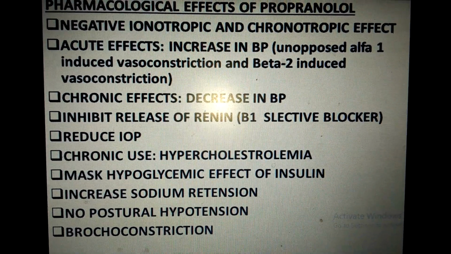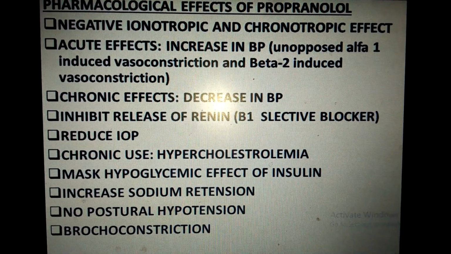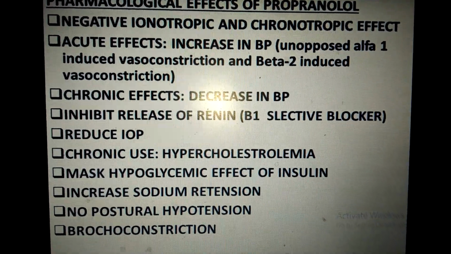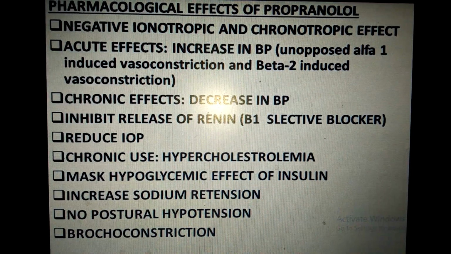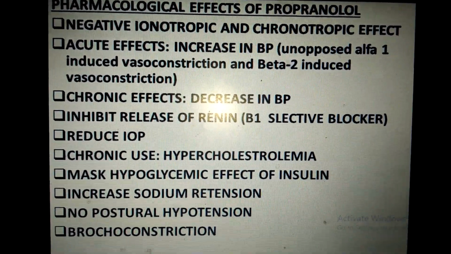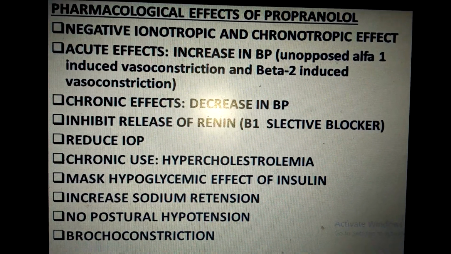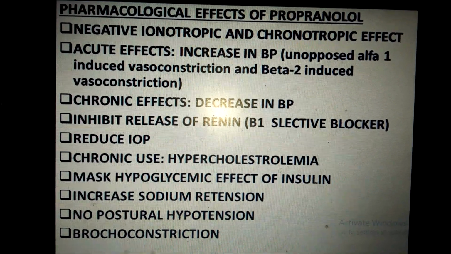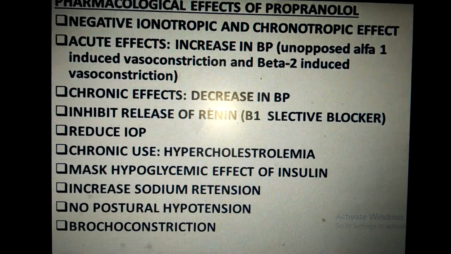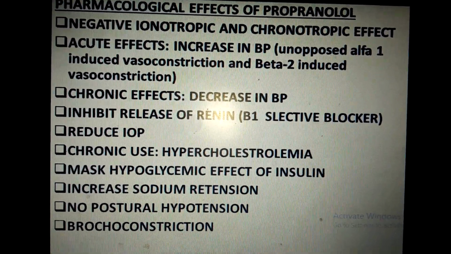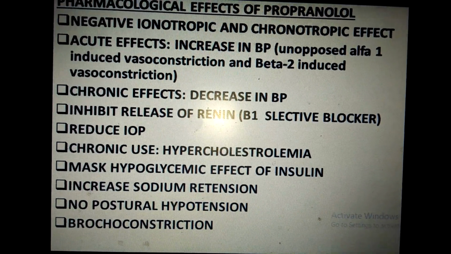Okay, the acute effects. If you can see, the acute effects increase; initially it can increase the blood pressure due to unopposed alpha 1 induced vasoconstriction and beta 2 induced vasoconstriction. That's why initially it can increase the blood pressure. But with chronic or long-term administration, beta blocking agents are going to decrease blood pressure.